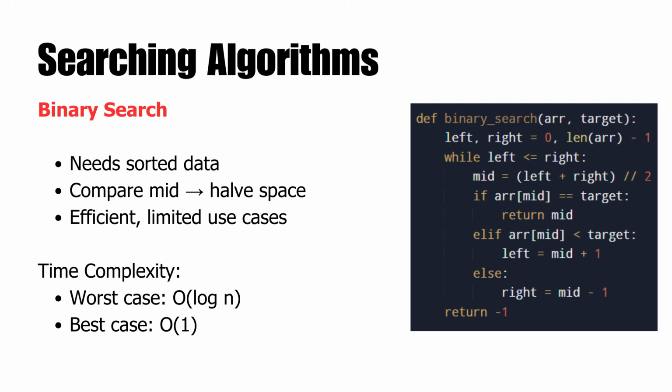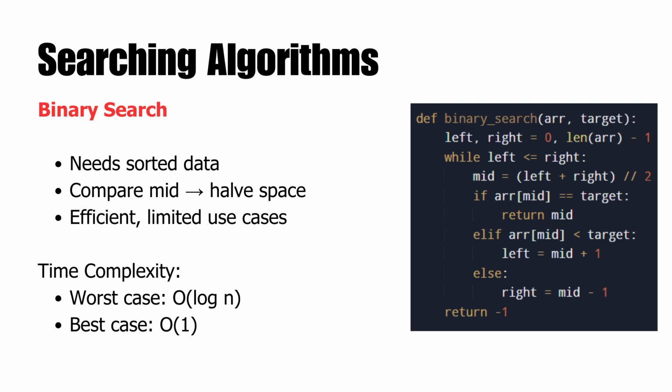Next is binary search, a much faster algorithm that only works on sorted data. Instead of checking each element, it repeatedly halves the search space. It starts by comparing the middle element with the target. If they match, we're done. If the target is smaller, search the left half. If larger, search the right half. Repeat until the element is found or the range is exhausted.